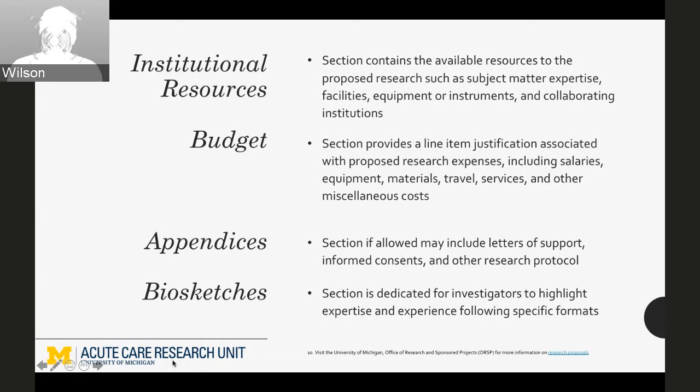For the budget section, it will provide a line item justification associated with various research expenses. The proposed expenses may include salaries, equipment, materials, travel, services, as well as other miscellaneous costs. And then last but not least, you'll want to include appendices and bio sketches. The appendices, if allowed, may include letters of support, informed consents, as well as other research protocol. For the bio sketches, this section is dedicated primarily for investigators to highlight their expertise and experience following specific formats and templates.